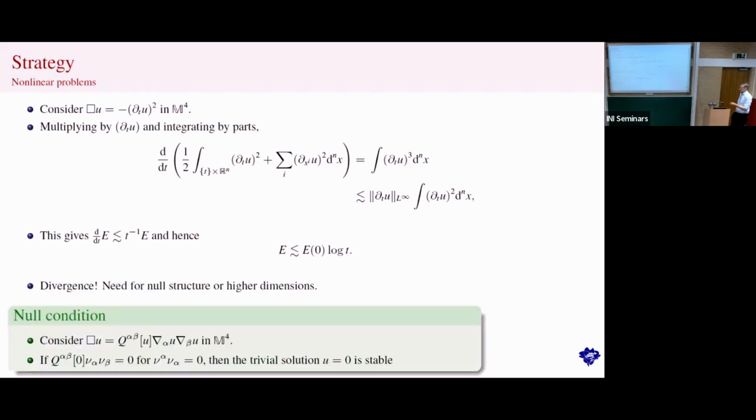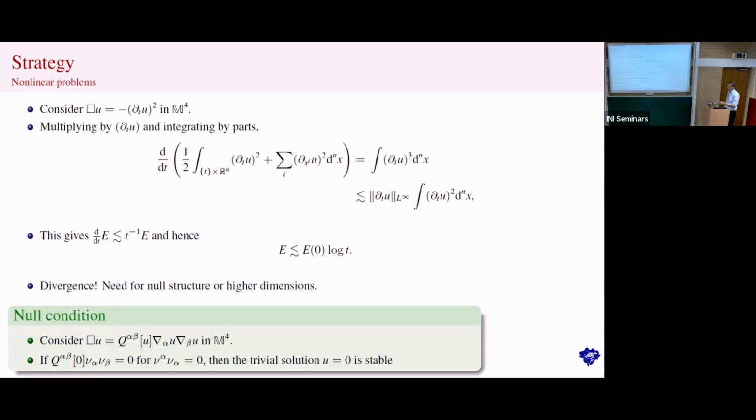And this kind of structure is referred to as null structure. An example of an equation with null structure is this equation, where for example the Q could be the space-time Minkowski metric. So whenever this quadratic form kills off null directions, then you have a null structure, and then the trivial solution is stable. And the important point about the Einstein equations is that there are structures like this, but you have to work to find them. In particular, in wave gauge, the Einstein equation does not satisfy a null condition, but it satisfies something analogous called the weak null condition that you can then use.